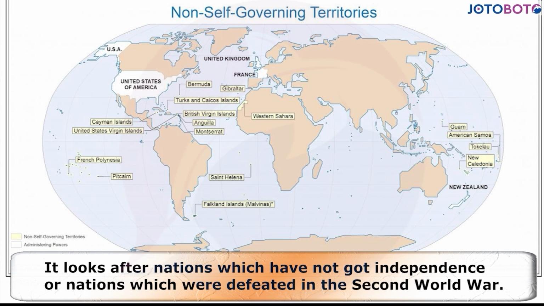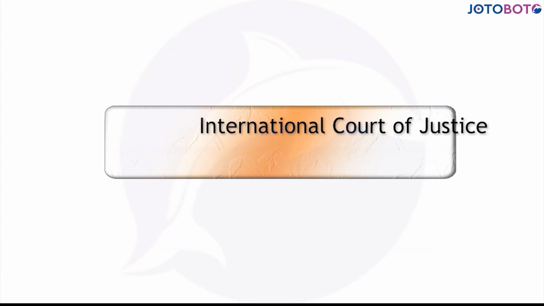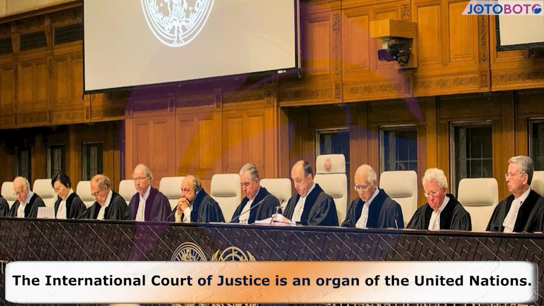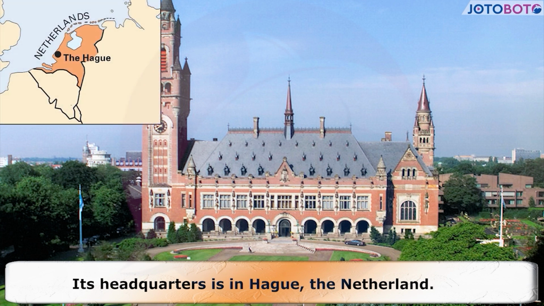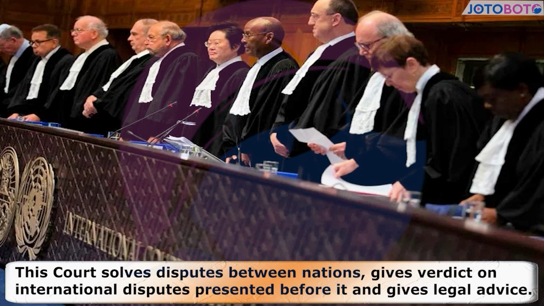It looks after nations which have not got independence or nations which were defeated in the Second World War. It looks after their social, economic, and political development. International Court of Justice. The International Court of Justice is an organ of the United Nations. Its headquarters is in The Hague, the Netherlands. There are 15 judges in it who are appointed for 9 years. It solves disputes between nations, gives verdicts on international disputes presented before it, and gives legal advice.